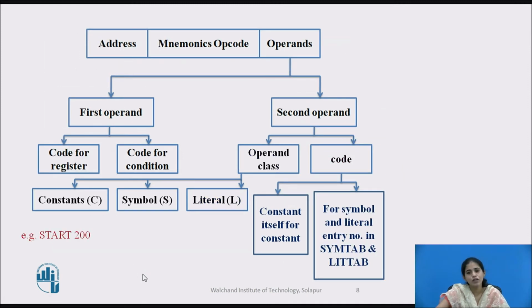Now we consider one more example, start 200. So here the first operand is 200. It is an operand class; the first operand is not specified here, so we have to specify the operand class. 200 is a constant. That's why it is specified as capital C, and here we have to specify the constant itself. So in the next example, we specify the 200.